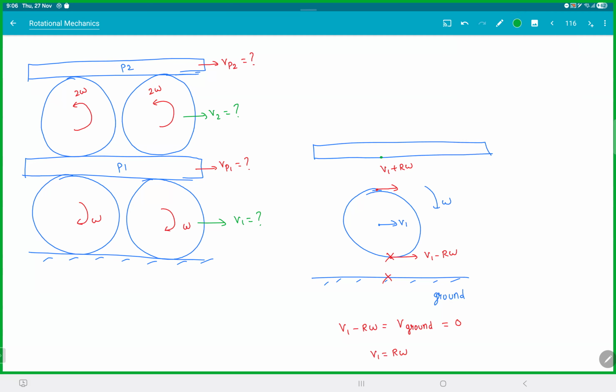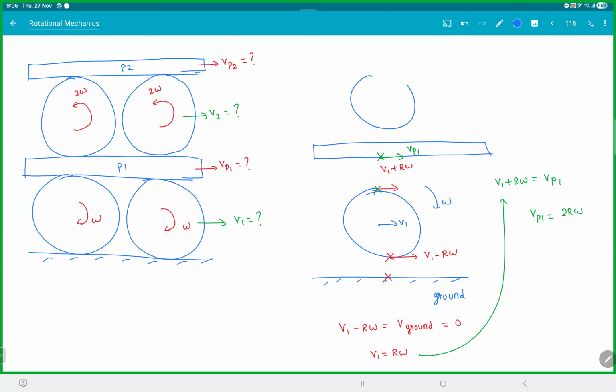On top of this, we have Plank 1. And we know this point is going with VP1. Since this point and this point are not slipping, V1 plus R omega must be VP1. But just now I found V1 is R omega. So VP1 must be 2R omega. There I got the velocity of Plank 1.